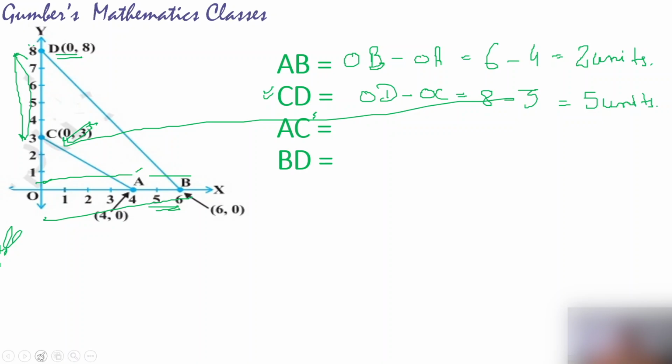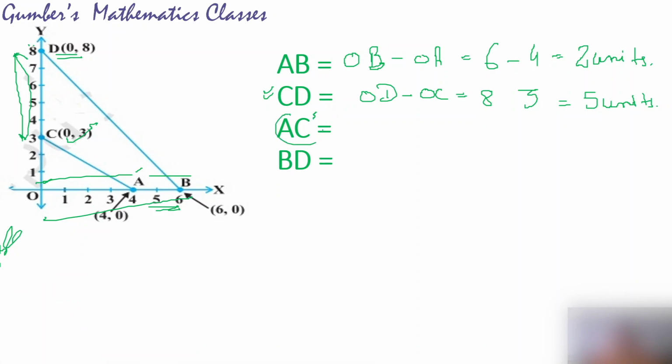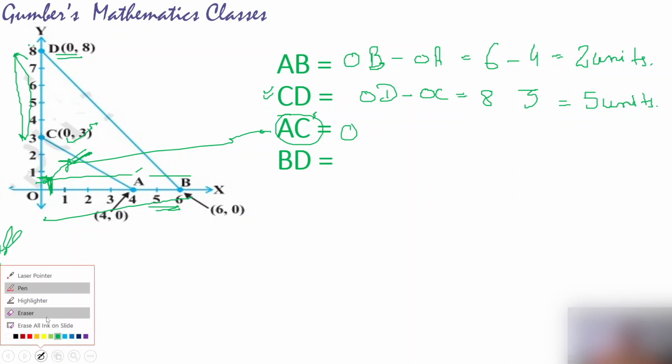Now, let me erase the line in between. Now we are supposed to find the distance AC. How can we find the distance AC? Now we can clearly observe that this is again a right angled triangle, and we can find the distance with the help of Pythagoras theorem. Let's see how we can find AC.